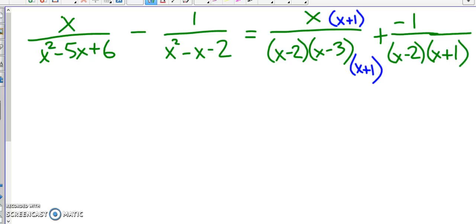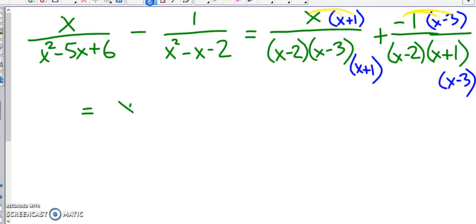Then, if I look at the second fraction, I've got the x minus 2, I've got the x plus 1. I don't have the x minus 3. So I need x minus 3 here and x minus 3 there. So when I multiply that out and distribute in the numerator, I'm going to take this and distribute it there and there. Then take this guy and distribute there and there.